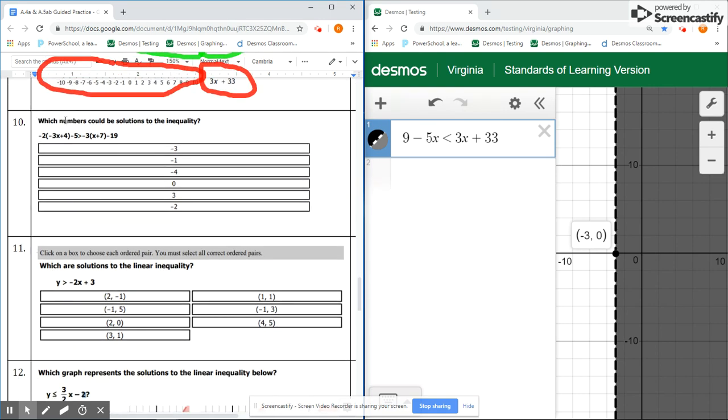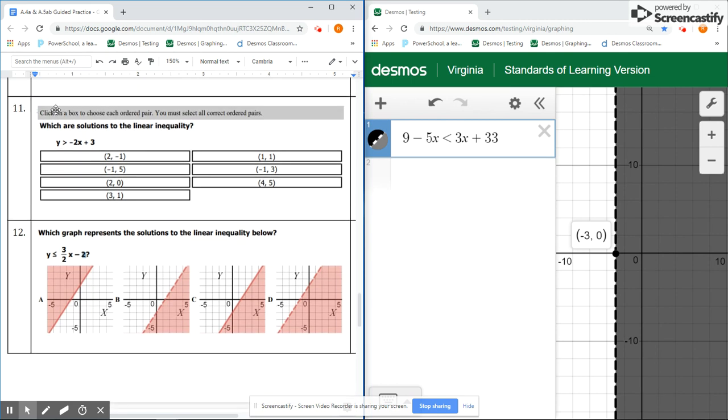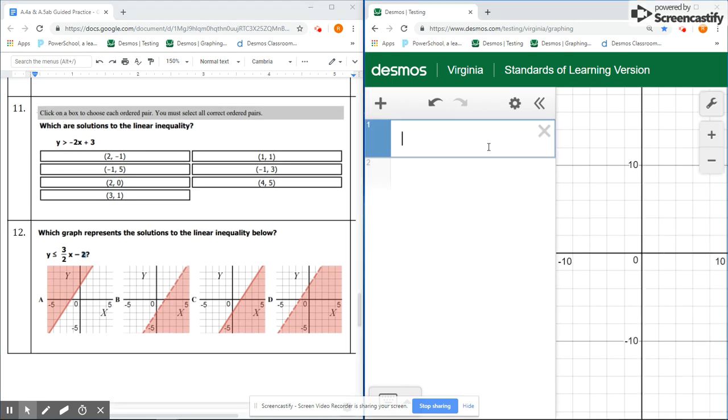All right, number 10, which numbers could be solutions to the inequality? We can just go ahead and plug this part into Desmos and see which of these answer choices are solutions. Remember, there should be more than one, so check every answer, please. Number 11. Which are solutions to the linear inequality? This is similar to number 10, but we're going to do this one together.